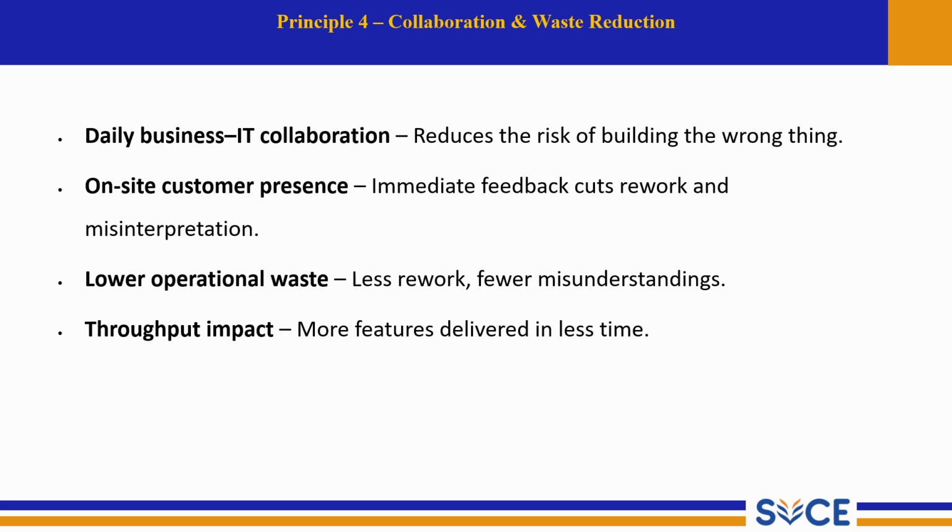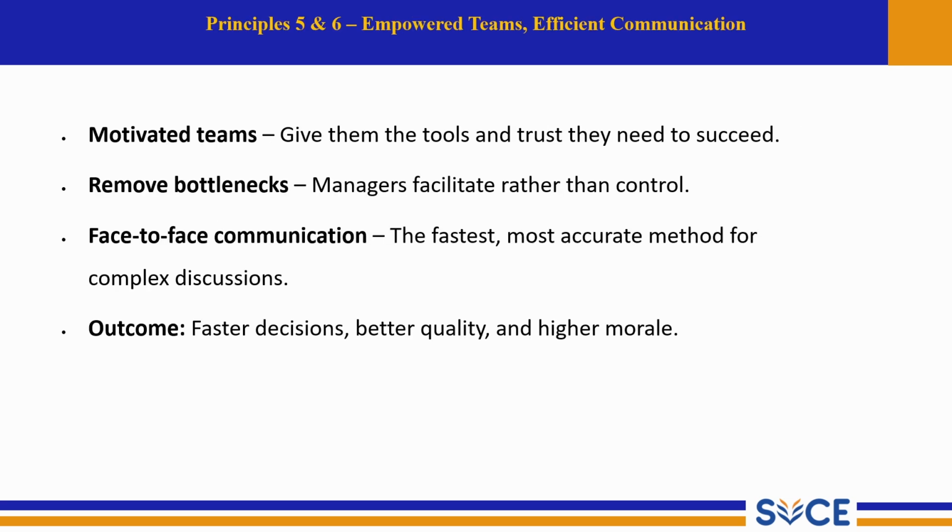Throughput impact. When teams communicate well and reduce waste, efficiency improves. This means more features get delivered in less time. The overall output of the team increases without putting extra pressure on individuals. So collaboration not only improves the quality but also reduces waste. And next one is principle 5, empower the team's efficient communication.